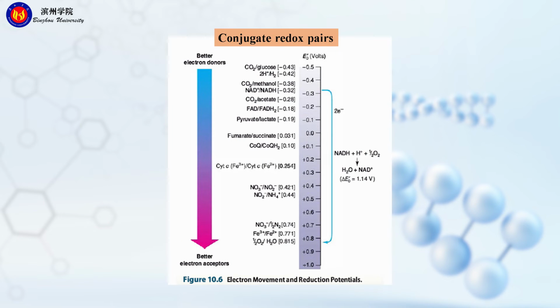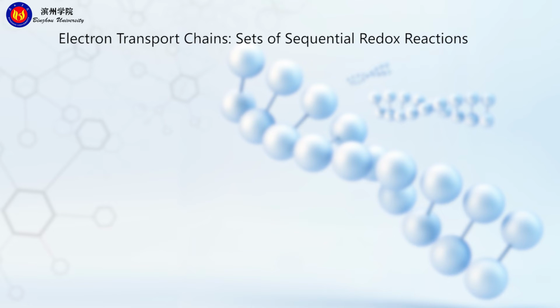And see this picture. It shows the electron movement and reduction potentials. You can see on the top of the picture is glucose and carbon dioxide. So the glucose has the most negative reduction potential. Then let's see the electron transport chains. They are a serial set of sequential redox reactions.